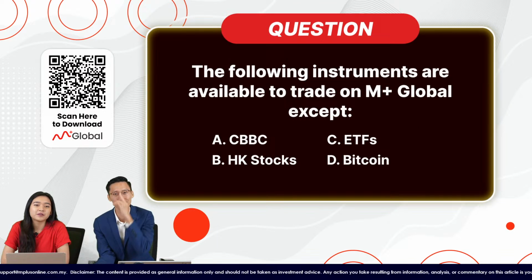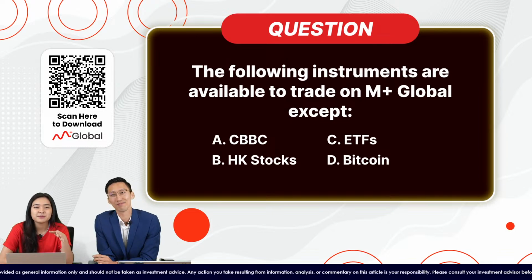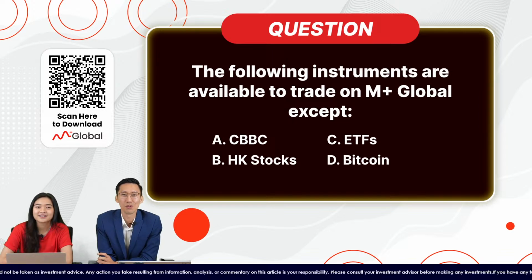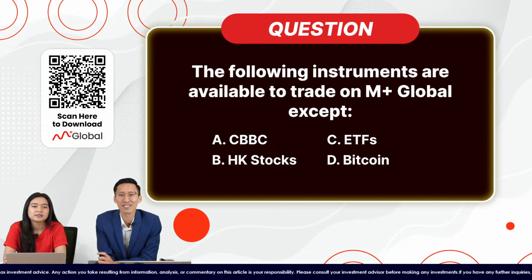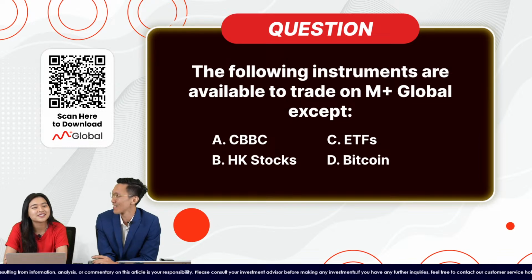This is a multiple choice question. The following instruments are available to trade on M+ Global except: A, CBBC; B, Hong Kong stocks; C, ETFs; and D, Bitcoin. Wow, that's fast. What is CBBC? Callable bull bear contracts.